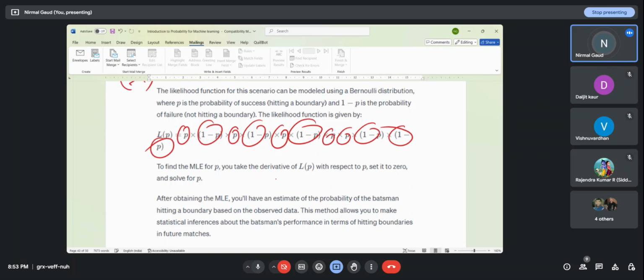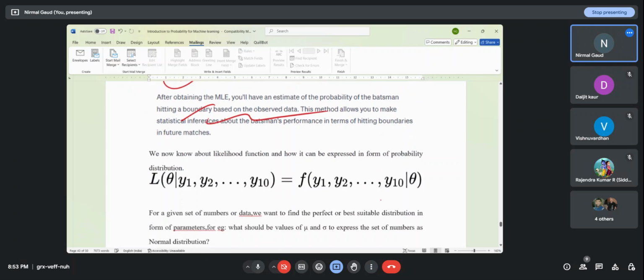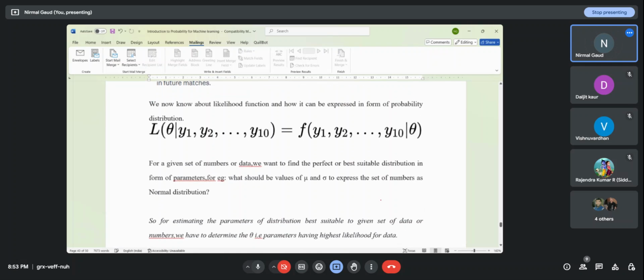Take the differentiation, equate it to 0. That will be your maximum likelihood estimation. That's it. Now the things are becoming very easy. Okay. So likelihood, it can be expressed like this way.